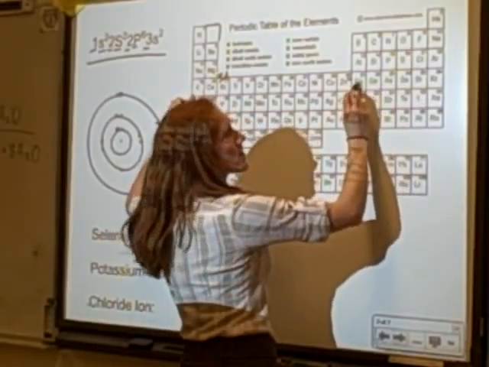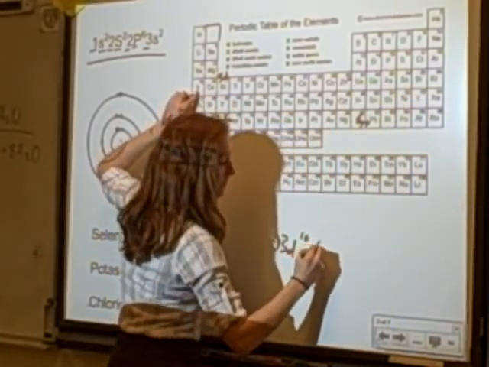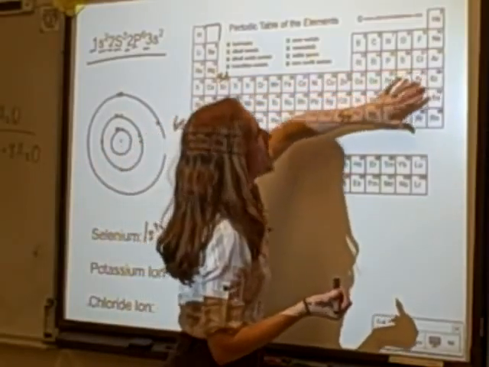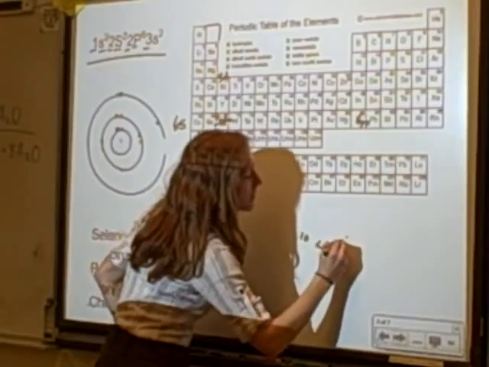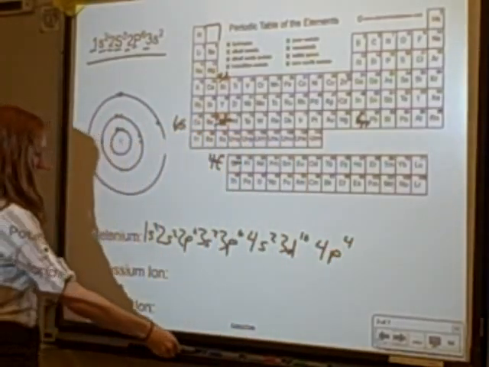So I'm to here. I need to get to here. So I'm on the fourth level, in the P subshell. I'm going to place 1, 2, 3, 4 electrons there. 4P4, and then I'm done.